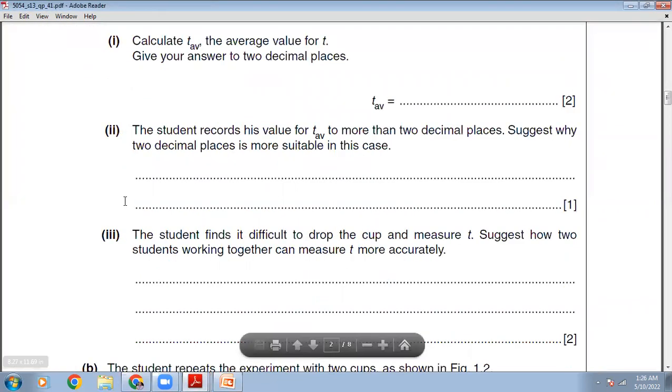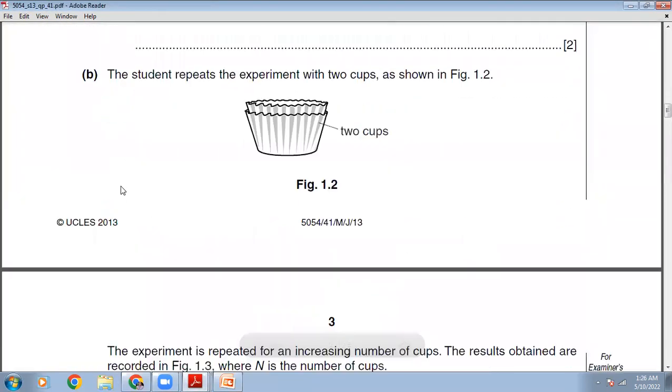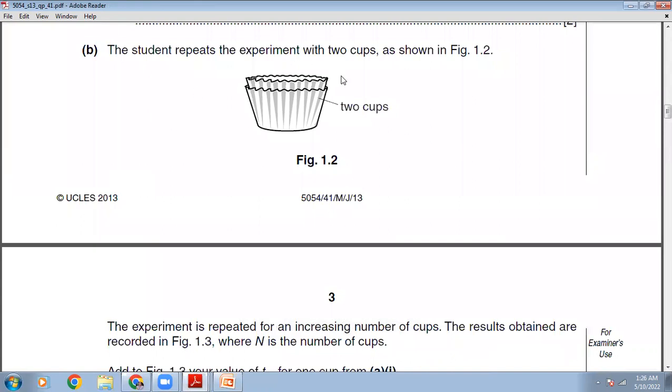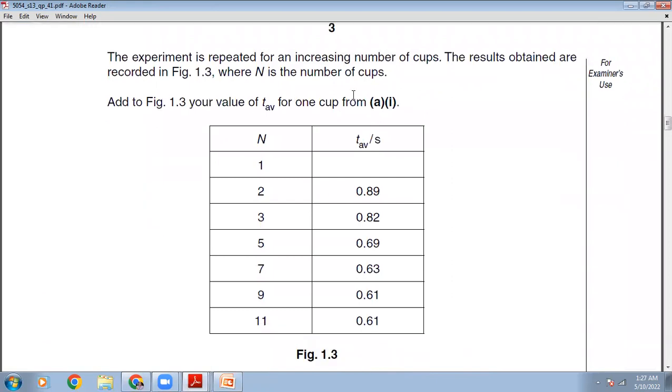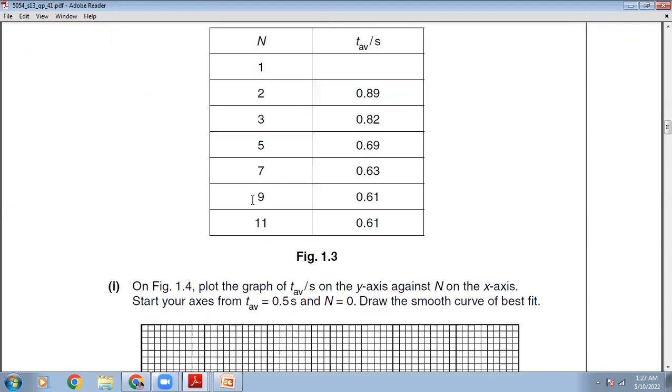Then what it says. The student repeats the experiment with the 2 cups as shown in the figure. Now they are using 2 cups like this. The experiment is repeated for an increasing number of the cups. The results obtained are recorded in the figure 1.3, where n is the number of cups. Add to the figure 1.3 your result of t average for 1 cup. The t average for 1 cup is 1.05. You can write it here.